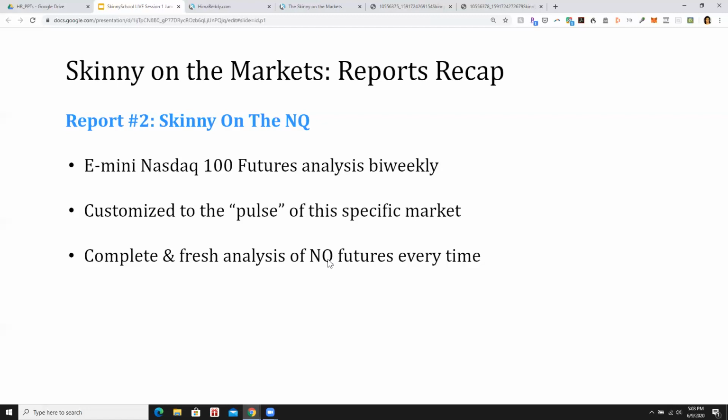So on those rare occasions that the market's open before the report arrives to you, it's great for you to be checking your own analysis against the market and see how you're coming along, right? Then you can compare your analysis against mine and do the fine tuning. Now I'm going to go into details about how I recommend using the Skinny reports, whether you're beginner, intermediate, or advanced. But at this point, I'm going to check in and see what questions you have, and then we'll move on to our other types of reports here.